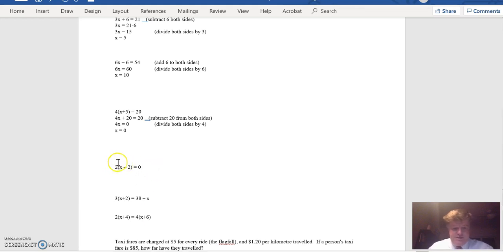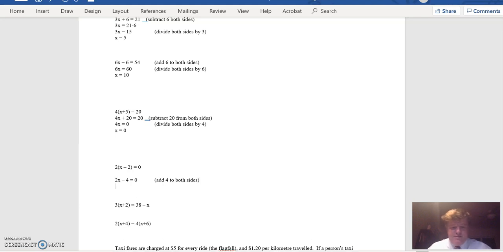Let's have a look at this next one. 2 times x is 2x. 2 times 2 is 4, but it's a negative. A positive times a negative is going to be a negative. So it's 2x minus 4 equals 0. Now we want to get the x term by itself. So if we add 4 to both sides, which we can do, if we do something to one side, we can do it to the other, 2x minus 4 plus 4 is just going to be 2x equals, and 0 plus 4 is going to be 4.